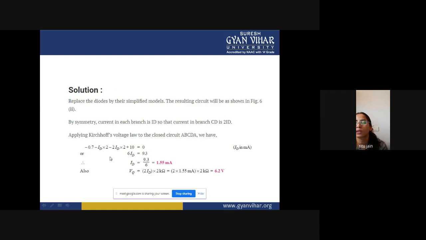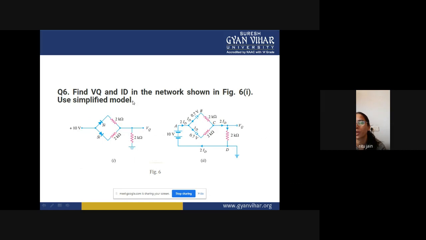By solving this equation, you will get 6ID is equal to 9.3. So the diode current is equal to 9.3 upon 6, which is approximately 1.5 milliamperes. So you are able to find the current ID, which is 1.5 milliampere. In this question, the current being asked is ID. Now, the next question is: what is the voltage VQ?